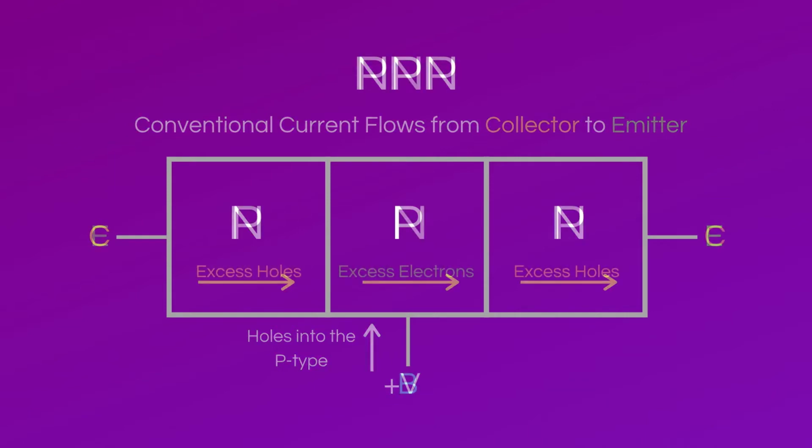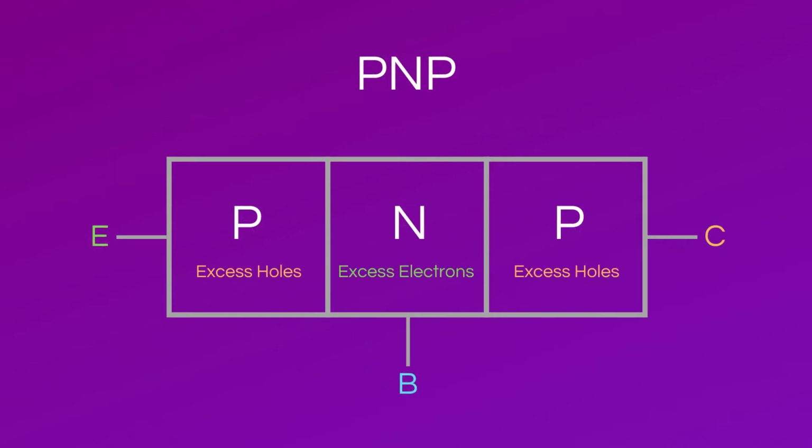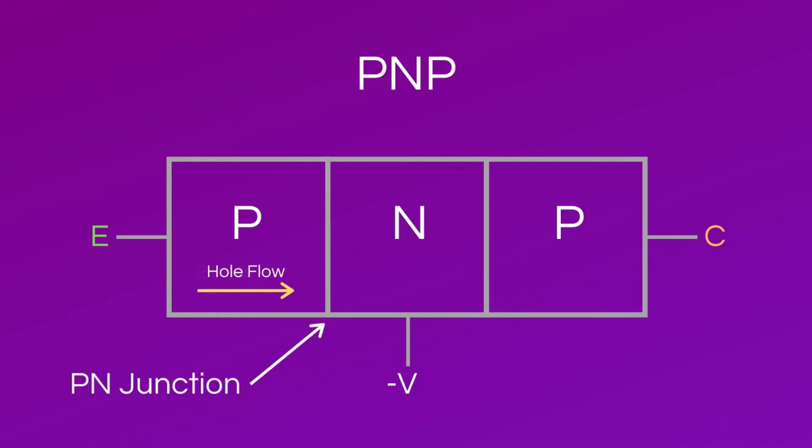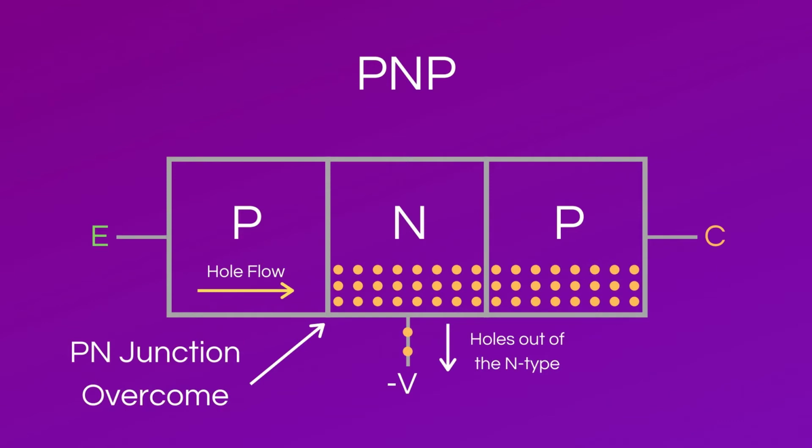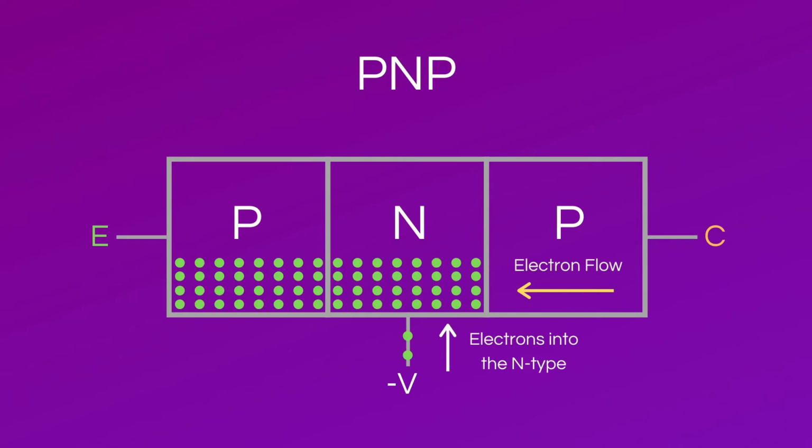A PNP bipolar junction transistor consists of two P-type materials that have excess holes and a thin N-type material with excess electrons. When a more negative voltage is placed on the base compared to the voltage at the emitter, holes are more attracted to the base voltage, causing them to overcome the PN junction. Once the PN junction is overcome, some of the holes flow into the base, but most of them flow into the collector. What was just described was hole flow, also known as conventional current. In electron flow, electrons flow into the emitter from both the base and the collector.